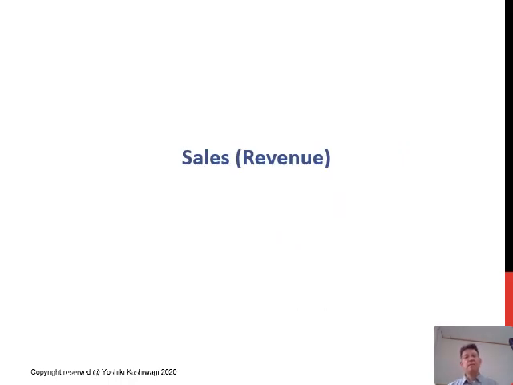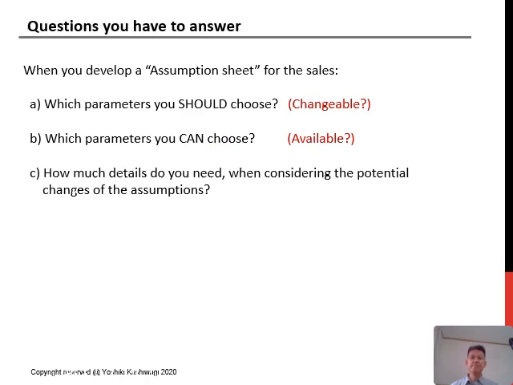Okay, now let's focus on the sales or revenue side. I have three questions here. When you develop the assumption sheet for the sales, first question: which parameters should you choose?